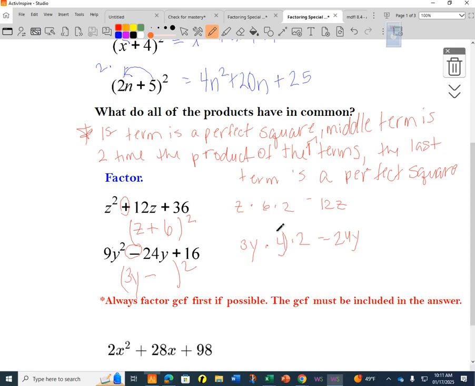4 is the square root of 16. It goes in the second spot. That's all you have to do. If you know it's a perfect square trinomial, take the square root of the first term, put it in the first spot, the square root of the last term, and put it in the last spot. Does that make sense, Keisha?